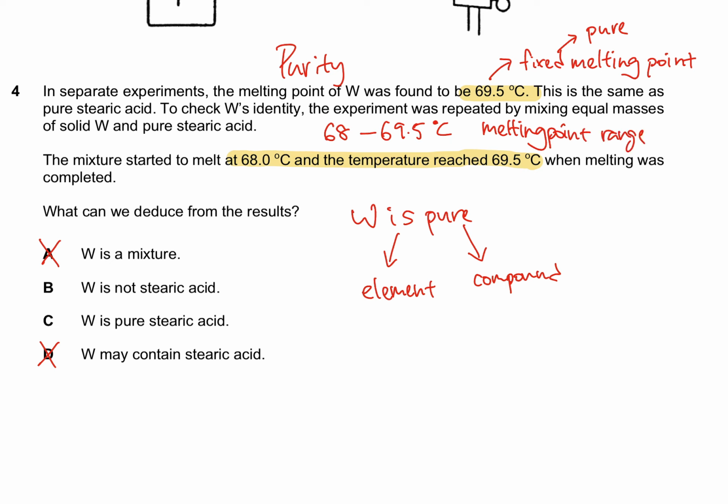So if the melting point is a range, it will indicate that this substance is impure. And we should know that when something is impure, it will indicate that it is a mixture. That means it is two different substances mixed together. And if W and stearic acid mixed together cause the melting point to be a range, that would mean that W and stearic acid are different substances.